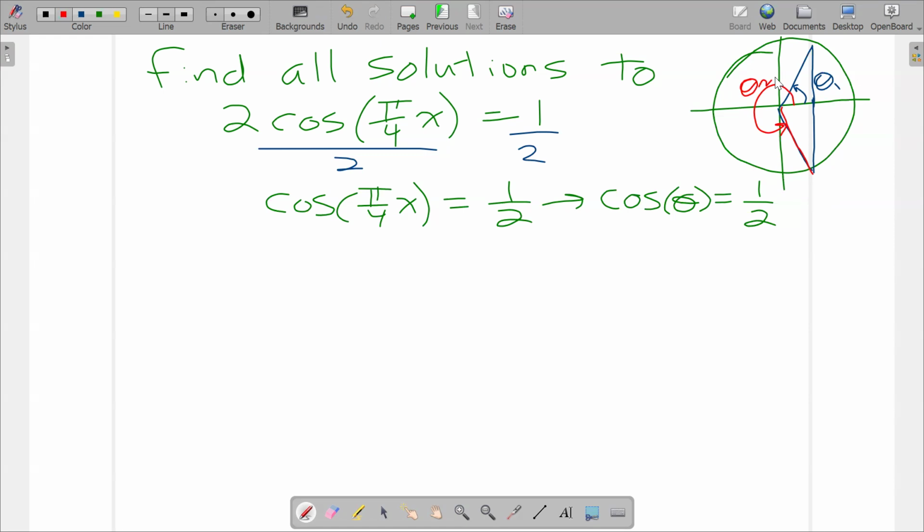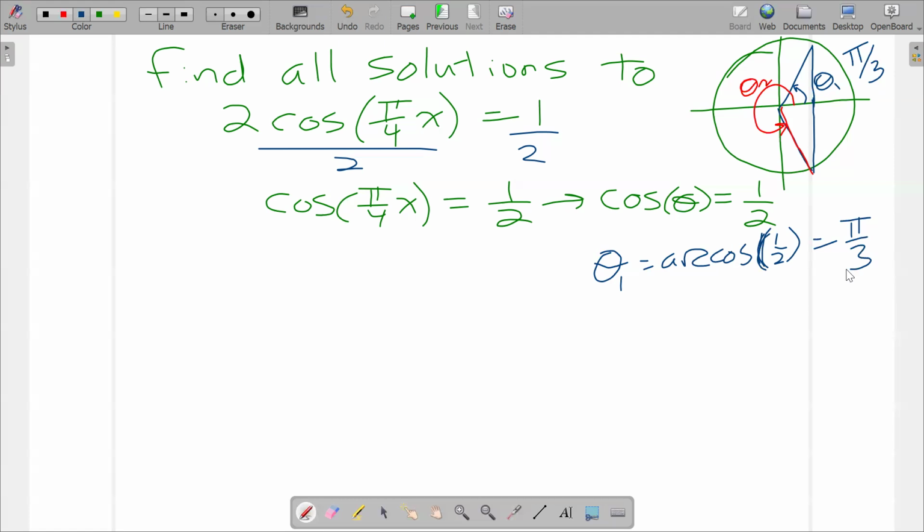Next thing I recognize is 1/2 happens to be a number from one of my special angles. If x equals 1/2, that looks like pi over 3. So I think theta 1 is pi over 3. What I'm saying is that theta 1 here is the arc cosine of 1/2. And from what I remember about the unit circle, I think that is pi over 3.